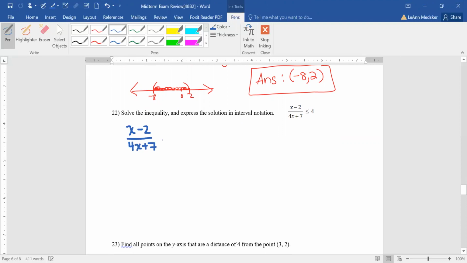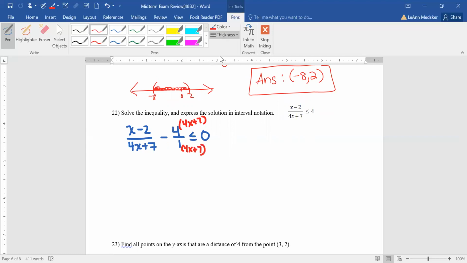Please do not be tempted to just cross multiply here, because that will not give you all the possibilities, and sometimes the signs don't work out the way you want them to. We really need to analyze this by each individual factor. So if I want to get a common denominator, I need to multiply the top and bottom of this second fraction by the 4x plus 7.